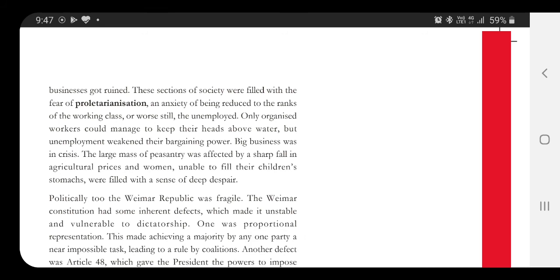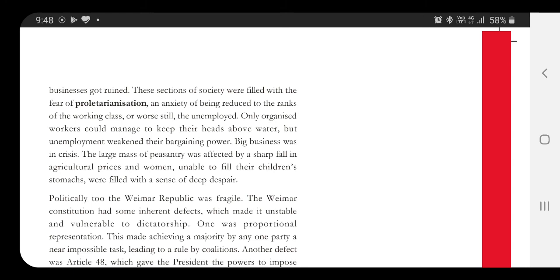These sections of society were filled with the fear of proletarianization, a situation in which a person who might be living a royal life, because of unemployment and inflation, and complete despair, with businesses getting ruined, would see his rank reduce to that of a laborer. So you can understand proletarianization: when the status of a person reduces to that of a very low paid worker, or a helpless laborer.